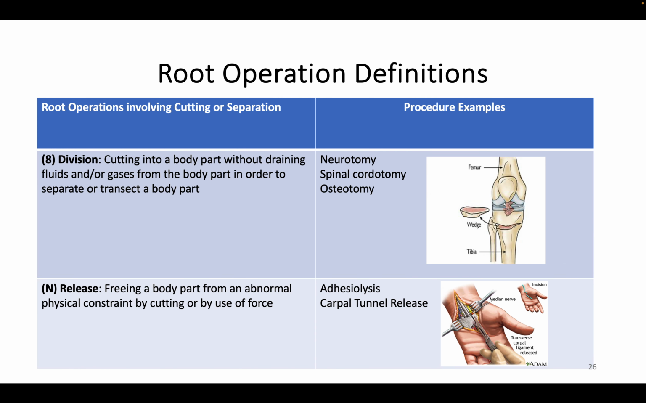Okay, our next group of root operations involve cutting or separation. We have division, which is noted by an 8. It's cutting into a body part without draining fluids or gases from the body part in order to separate or transect a body part. Here is a picture of the knee. They're taking a wedge out of the knee. So they're cutting into a body part without draining fluids or gases. N is release. It's freeing a body part from an abnormal physical constraint by cutting or by use of force. This is your lysis of adhesions, your carpal tunnel release.